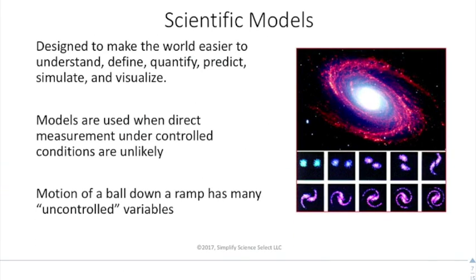So, a scientific model is designed to make the world easier to understand. Okay, you are trying to understand, define, quantify, predict, simulate, and visualize. The key thing, the ultimate goal, is being able to predict. Once you can predict, that shows that you truly have an understanding of what's going on in the scenario.